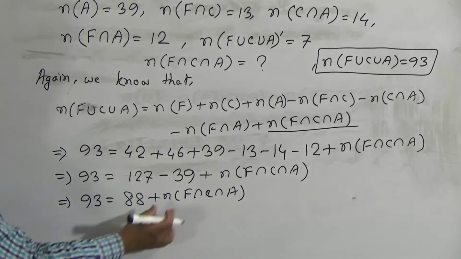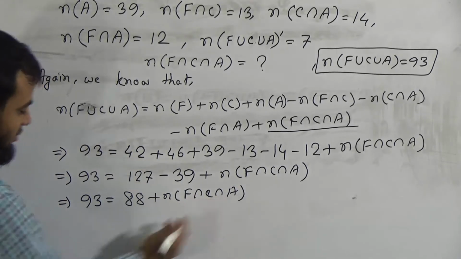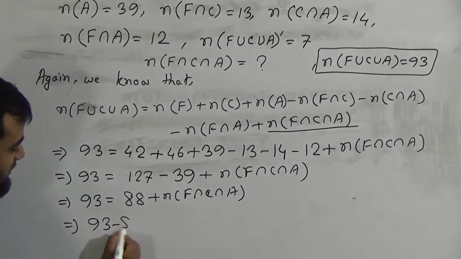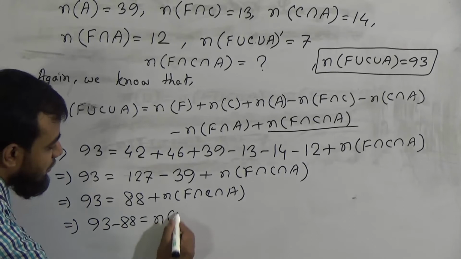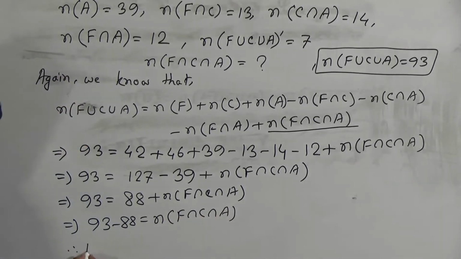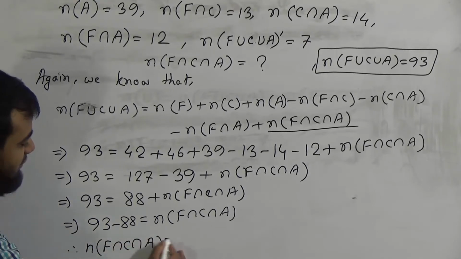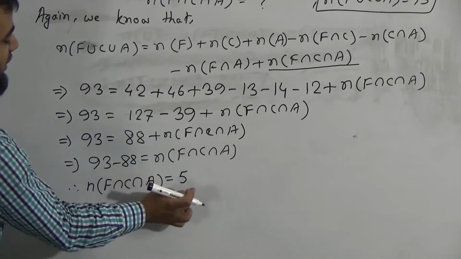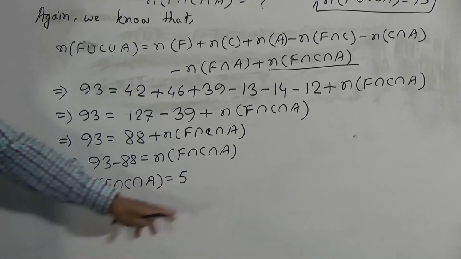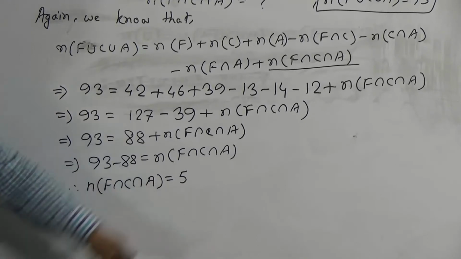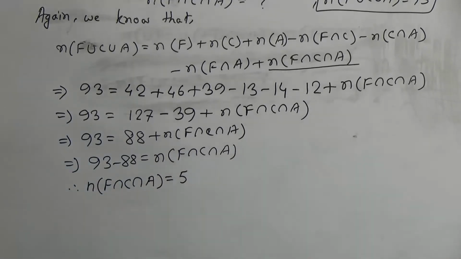Now it is very easy to calculate the number of elements of F intersection C intersection A. How? We transfer 88 to the left side. We get 93 minus 88 equal to the number of elements of F intersection C intersection A. Therefore the number of elements of F intersection C intersection A is equal to 5. If we subtract, we get 5. That means only 5 students are expert in all three games. That means these 5 students are expert in football, cricket and chess.